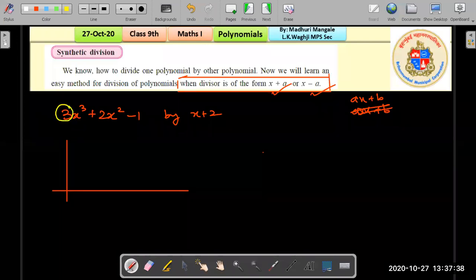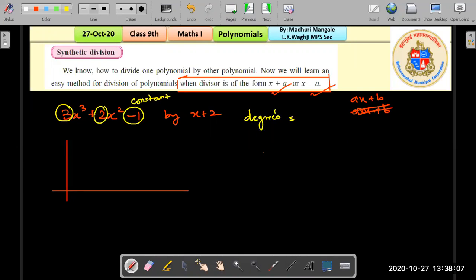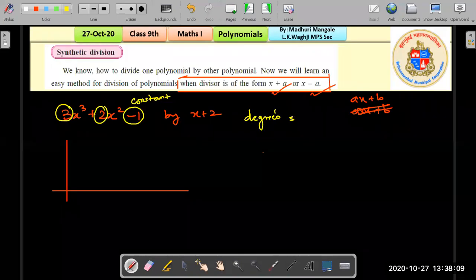So the coefficient of x cubed is 3. The coefficient of x squared is 2. And minus 1 here, we see that there is no variable next to it. This is called the constant, right? So we are going to use only the numbers for synthetic division. This is the special part of it. Okay, and one more important thing, the degrees should always be in descending order. That's the main criteria.